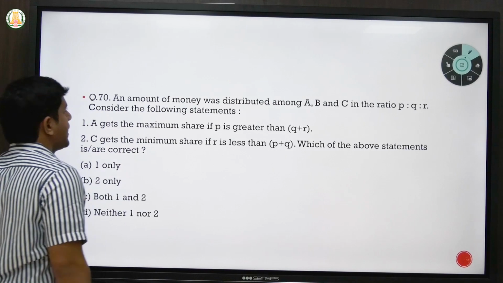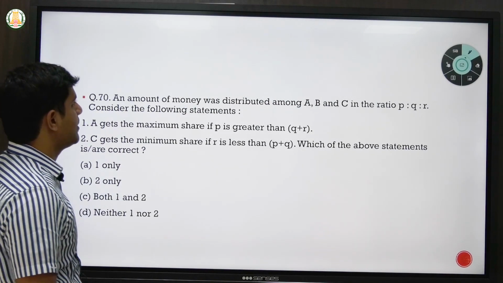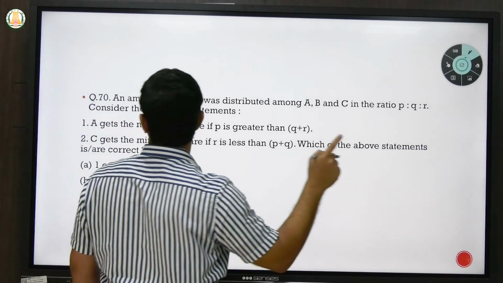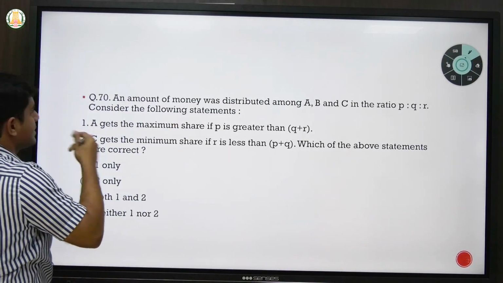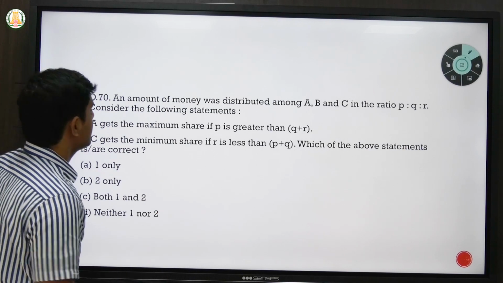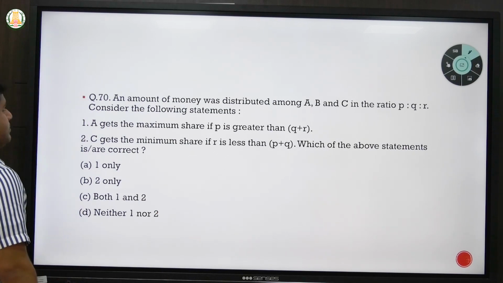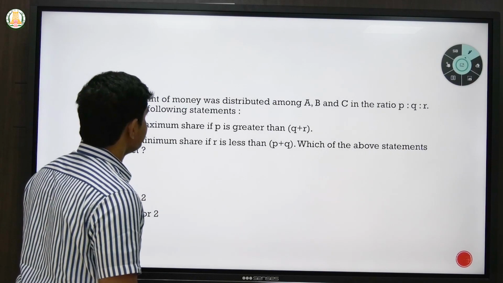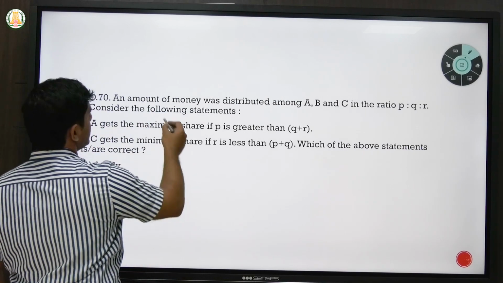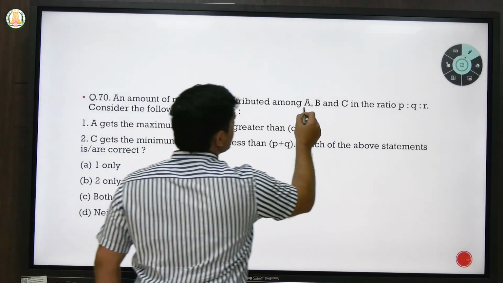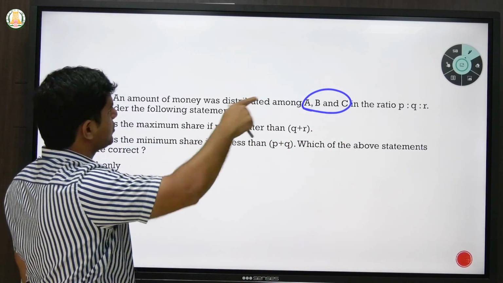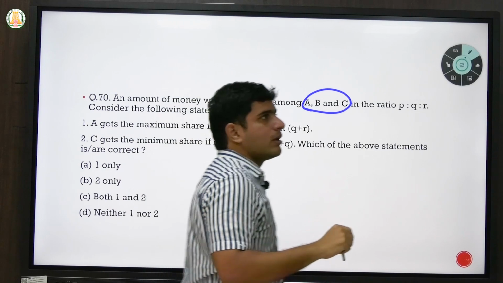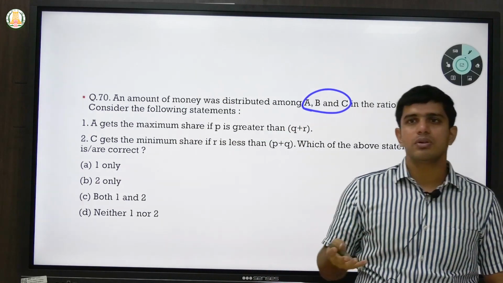Okay. Now it says an amount of money was distributed among A, B, C in the ratio P is to Q is to R. Consider the following statements. A gets the maximum share if P is greater than Q plus R. Okay. So again, understand the question. An amount of money was distributed among 3 persons, A, B, C, in the ratio P is to Q is to R. So, we know only the ratio, we don't know the amount.